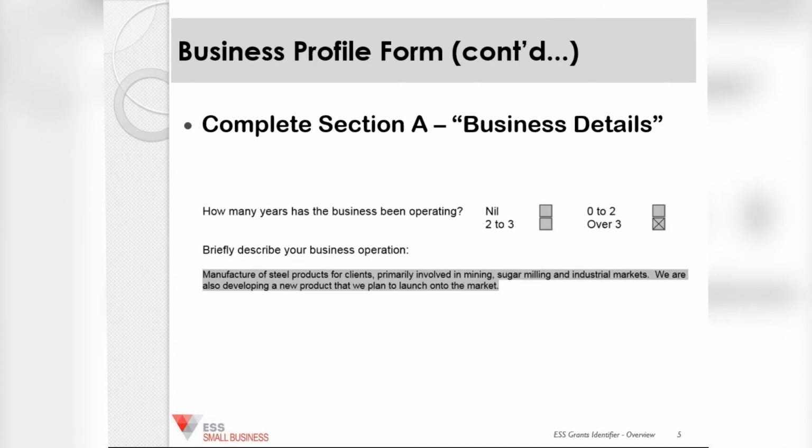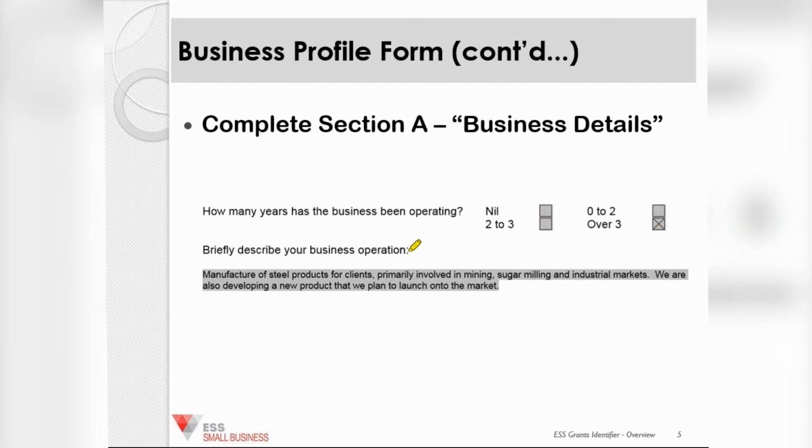The next question relates to how many years you have been operating in business. Government grants have various time frames. Some grants are applicable to brand new startup businesses, so you'd cross nil, 0 to 2 years, 2 to 3 years, or over 3 years. We've crossed over 3 years because this business, the hypothetical business, is 6 years of age.